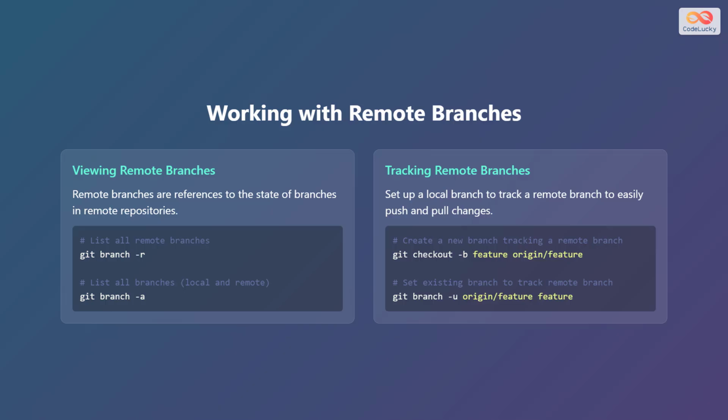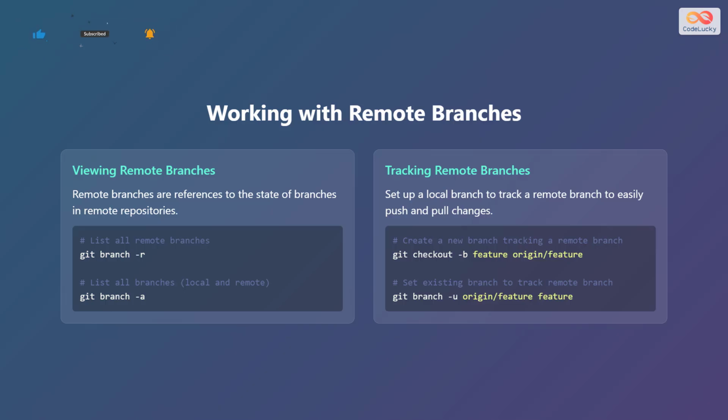Remote branches are references to the state of branches in remote repositories. You can view these branches using the command git branch -r to list all remote branches, or git branch -a to list all branches, both local and remote. To set up a local branch to track a remote branch, use the command git checkout -b feature origin/feature. This command creates a new local branch named feature that tracks the feature branch on the origin remote.